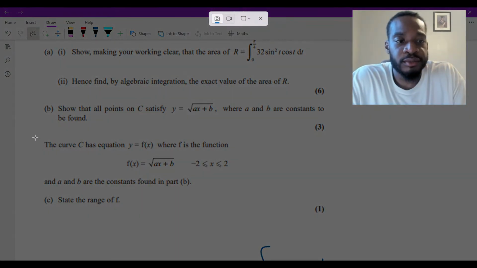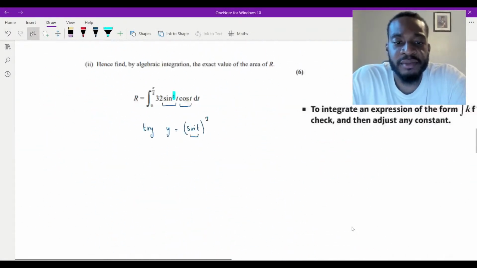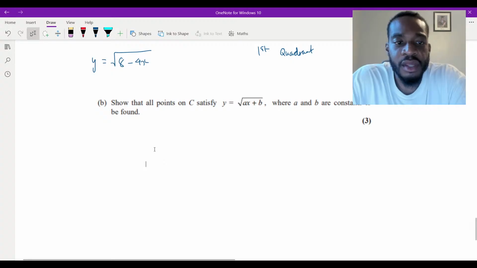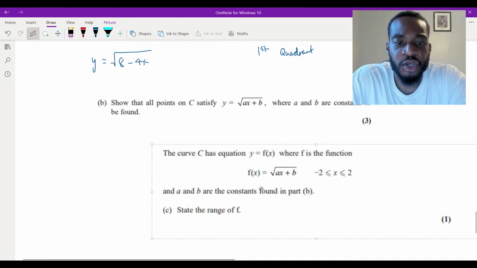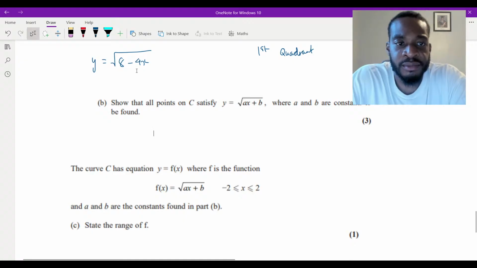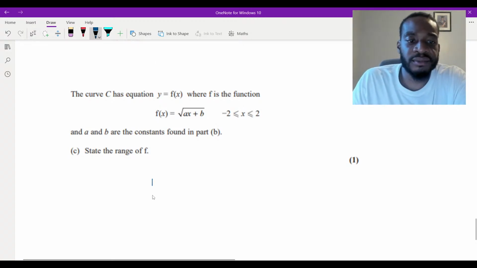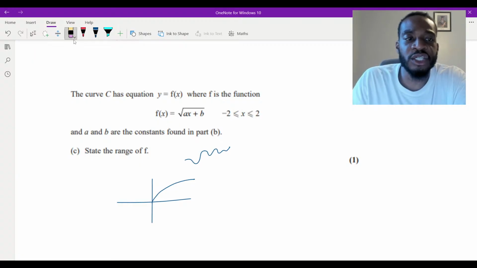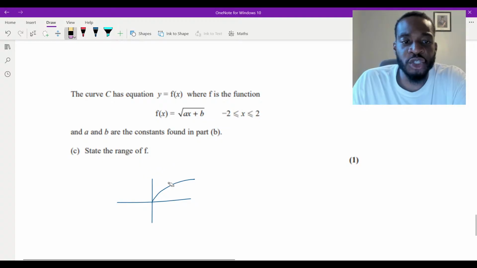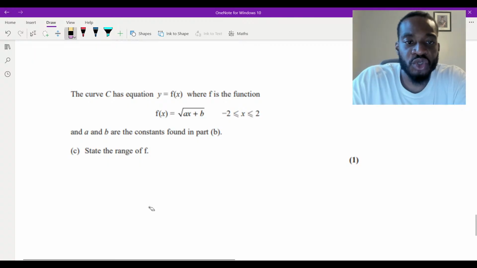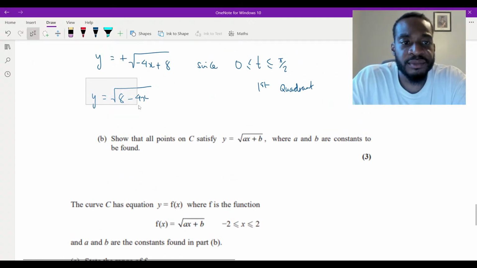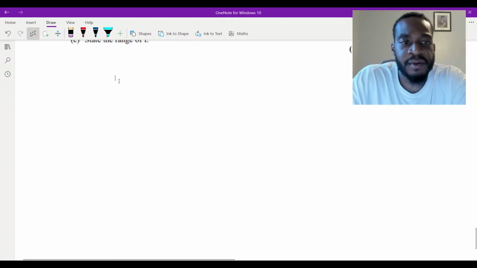Okay, so all you've got to do here is just plug in your values. Because it's a root function, it's going to be decreasing. Remember root x is like that, so it's monotone, it's not curvy. So essentially the range is going to be the values at the endpoints, x equals minus 2 and x equals 2. So you're going to plug those in and see what you get.